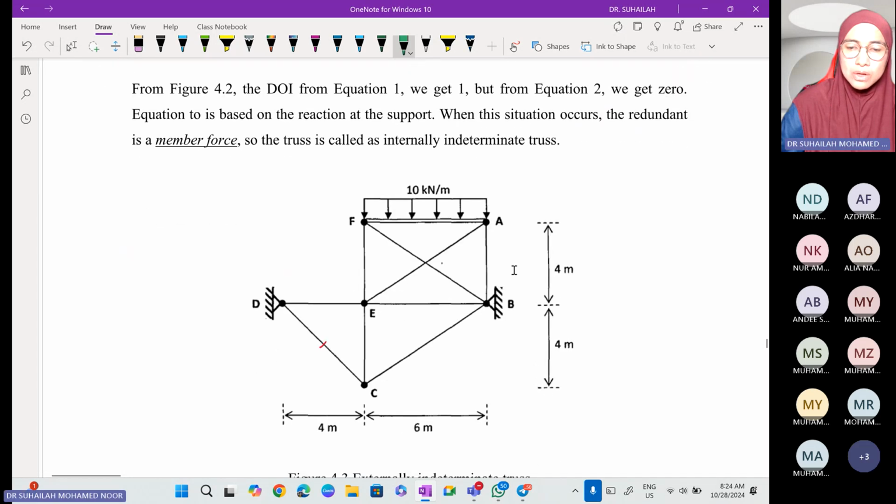Okay, let's consider this one. This is a truss also. So in this truss, there are two pin supports, and if we check for members, we have one.